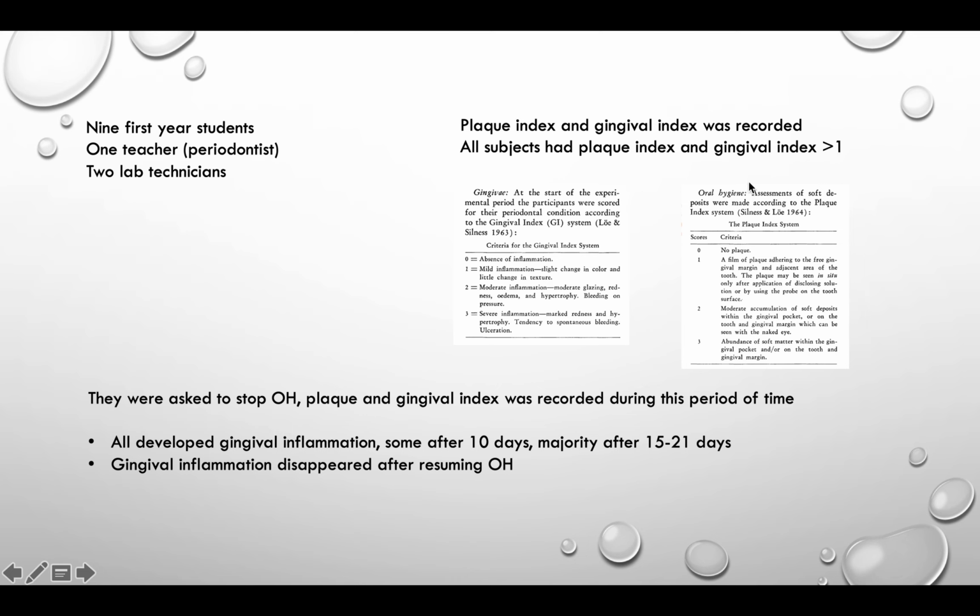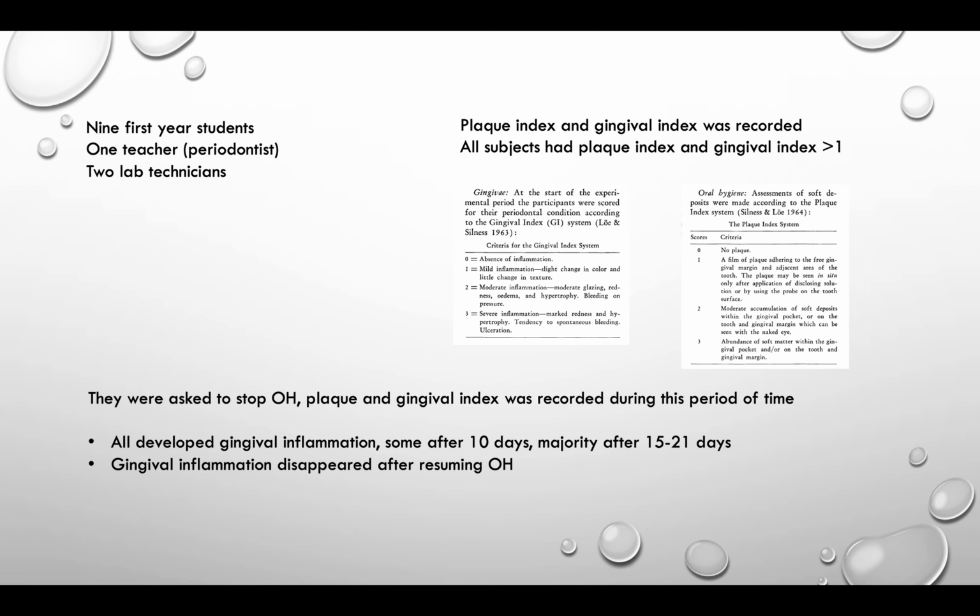Now we use the binary code: it's plaque or no plaque, and how many surfaces. But they used the plaque and gingival indices that you see here. I just put them here. You don't need to know them, and I doubt they will be in your exam, but please refer to Dr. Lang's lecture if she requires you to know these indices. They recorded their plaque and the signs of inflammation, basically not bleeding, based on this chart.